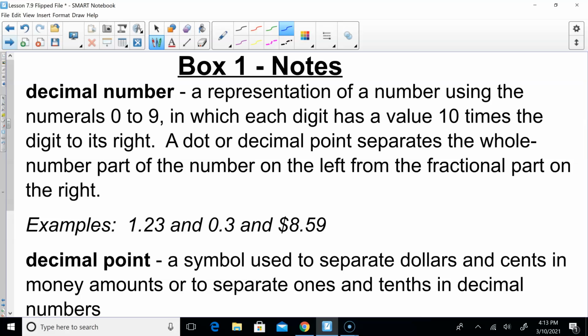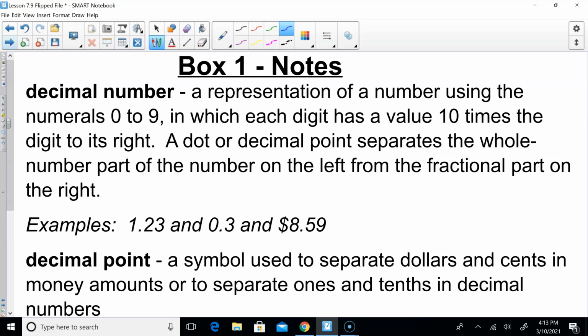So now decimal numbers, here are some notes I want you to write down. What is a decimal number? It's a representation of a number using the numerals 0 to 9, in which each digit has a value 10 times the digit to its right. A dot or decimal point separates the whole number part on the left from the fractional part on the right. Some examples: 1.23 and 0.3 are both decimal numbers, and we also see them a lot when we think about money.